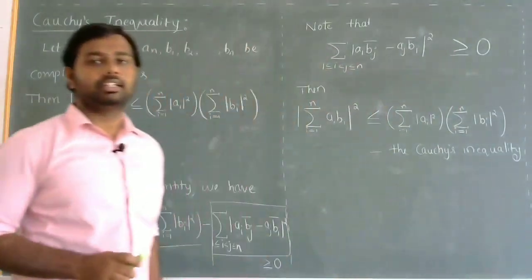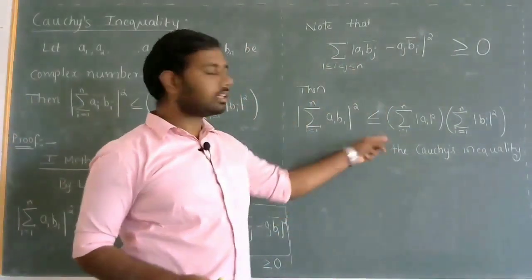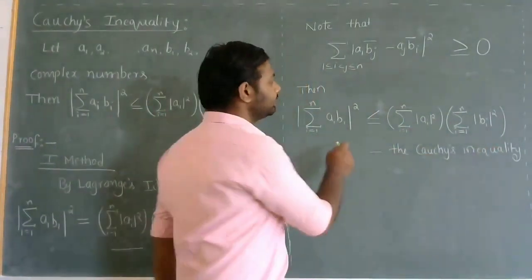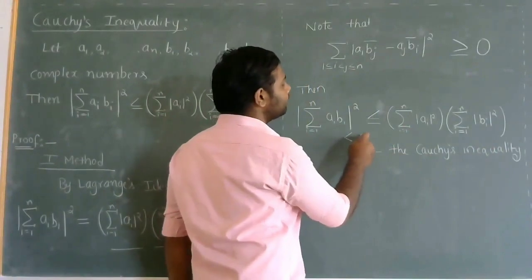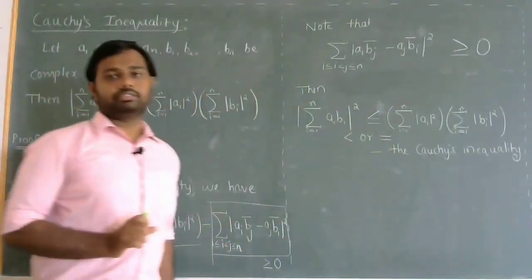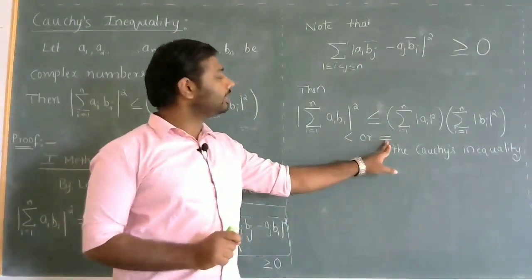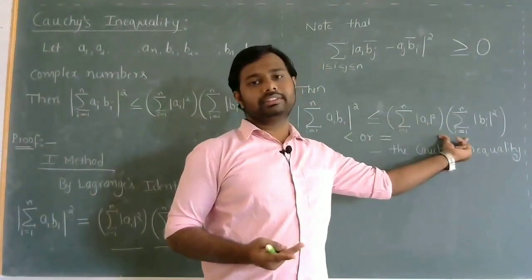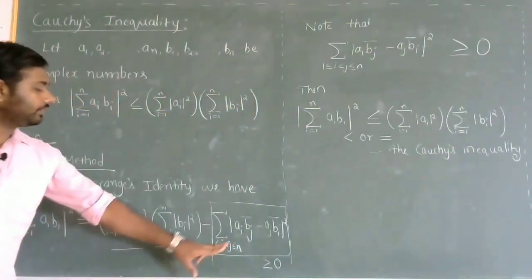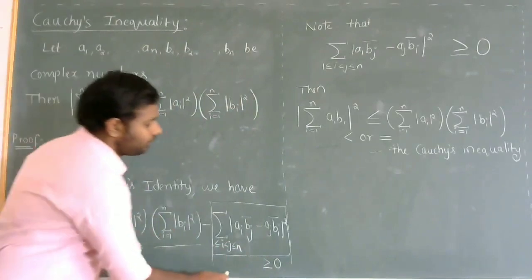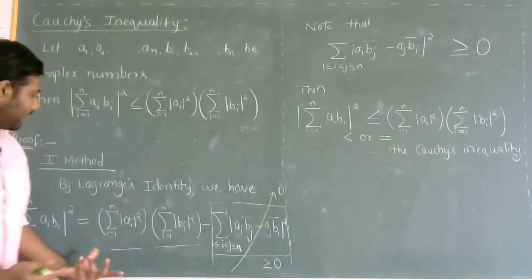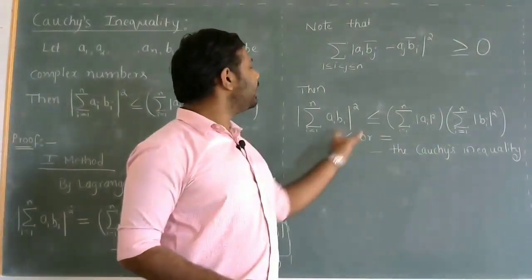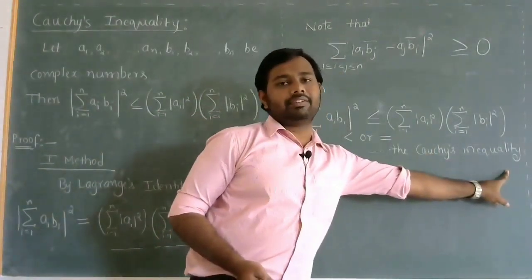Now you can observe that the left hand side is less than or equal to the right hand side. That means there are two possibilities. Now the question is when equality holds, that means when this number will be equal to this number. The answer is, if this number is equal to 0, then this number will be equal to this number. That means in that case equality holds in the Cauchy's inequality.